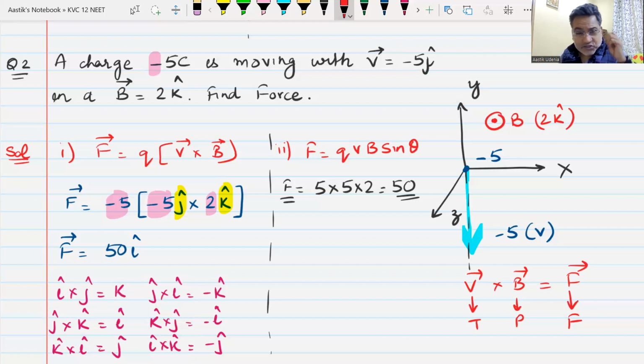But you can see here charge is negative, so it cannot be minus I. You reverse the direction. From minus I, it becomes plus I. So the force will be pointing here. You look at this direction or you look at this one, both the directions are same.